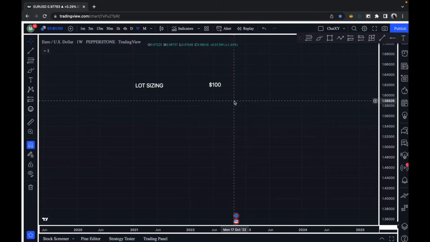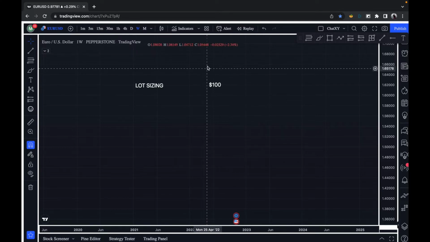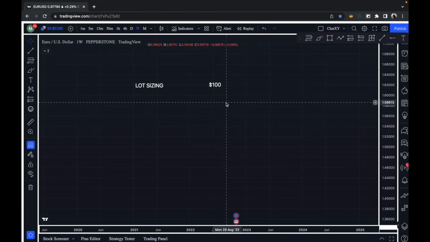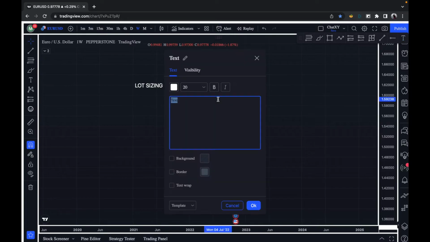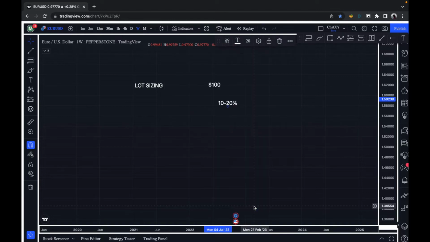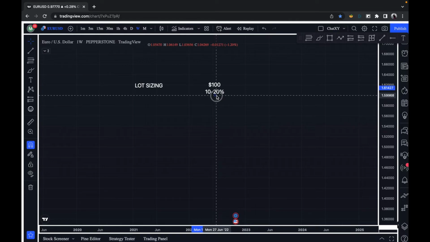and I'm willing to risk between 10 to 20% of this account per trade, all I will do is, since I'm willing to risk, let me write it out. Since I'm willing to risk 10 to 20%, okay, I'm willing to risk 10 to 20% of this $100.